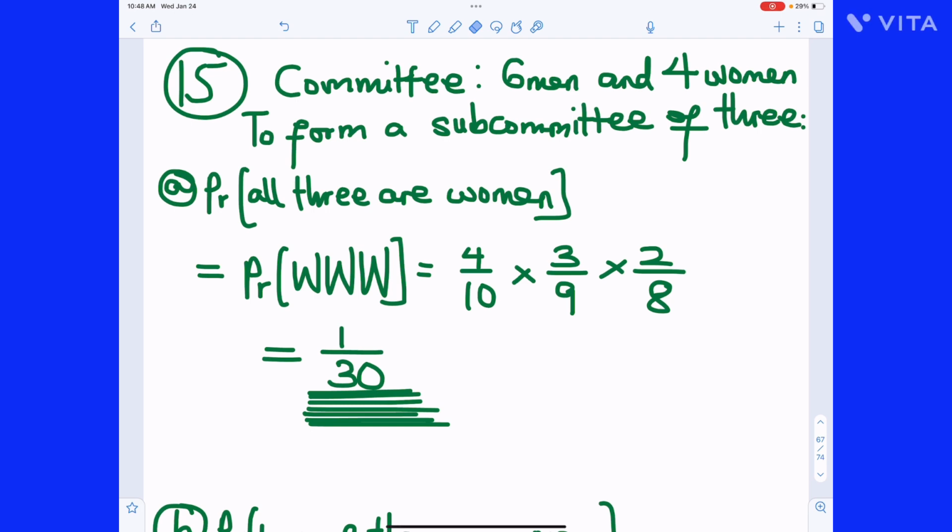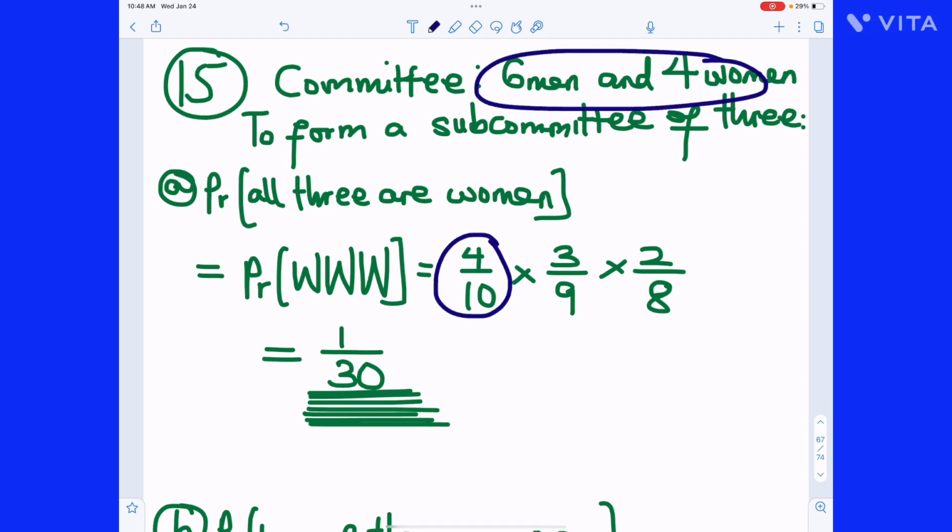1/30. Women. The first one is a woman, 4/10. Altogether 6 plus 4 will give you 10. Second, the probability that the second one is a woman too will now be 3/9, because the number of women will reduce to 3. The total number of people in the committee will reduce to 9. The probability that you choose a woman last is also 2/8. The number of women reduces to 2. The total number of people in the committee reduces to 8. So I think that ends that.